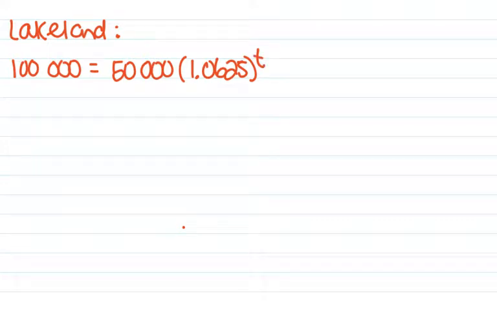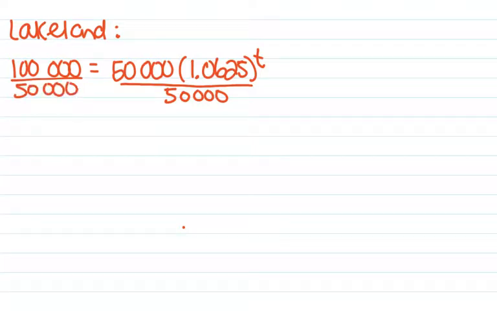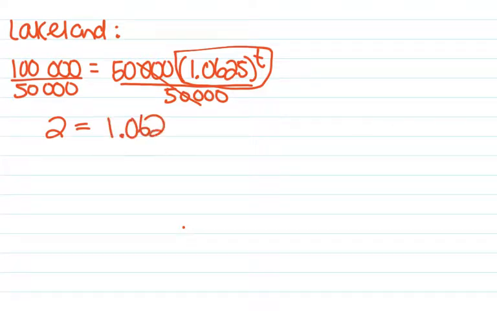So I'm going to begin by dividing both sides by 50,000. $100,000 divided by 50,000 is 2. So since we're doubling our amount, we could just have written 2 equals 1.0625 to the power of t. Because we're doubling, we don't even need to know what the principal amount was. But since we know it, we can also calculate this by writing 100,000 in the amount spot. So now we have 2 equals 1.0625 to the power of t.